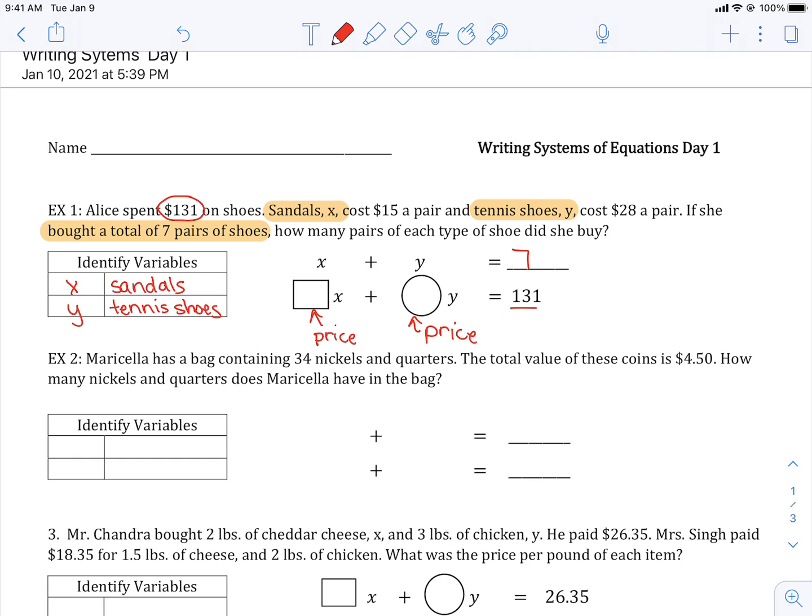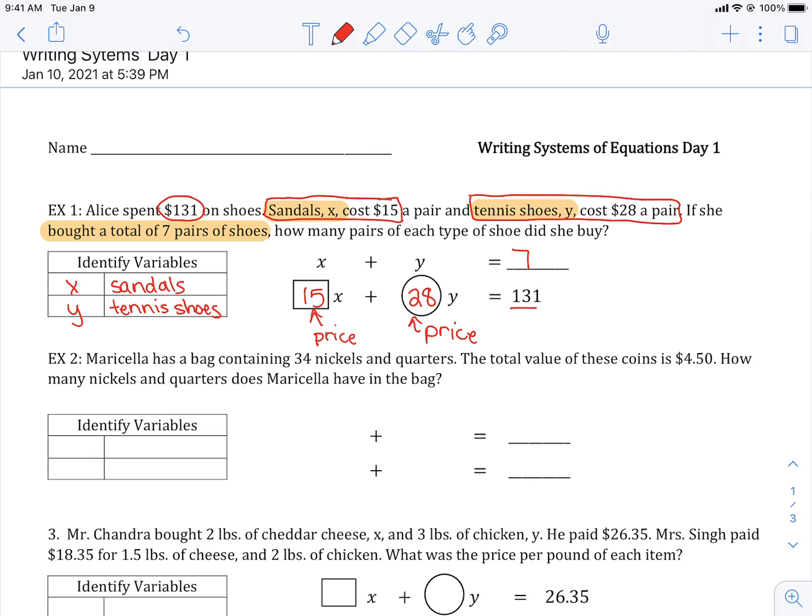Okay, so the price of the sandals, it says the sandals cost $15 a pair. So I'm going to plug in a 15 right there. And then it says the tennis shoes cost $28 a pair. So the 28 is going to go in the circle. What we're essentially looking for is how many of each pair she ended up buying. That's why it's being multiplied by the X or by the Y.